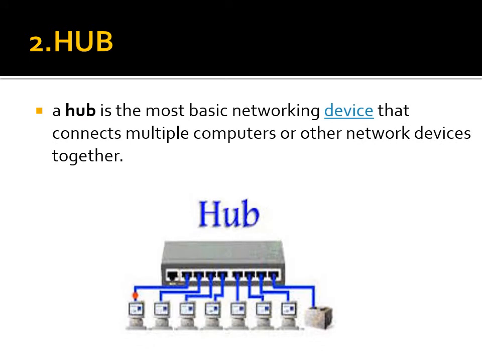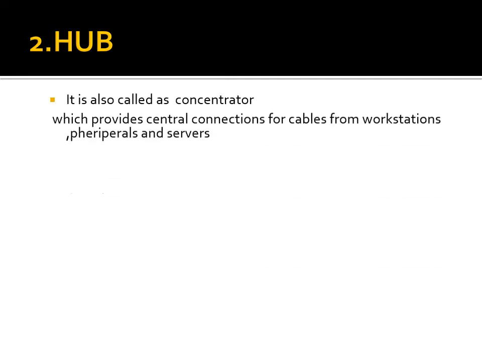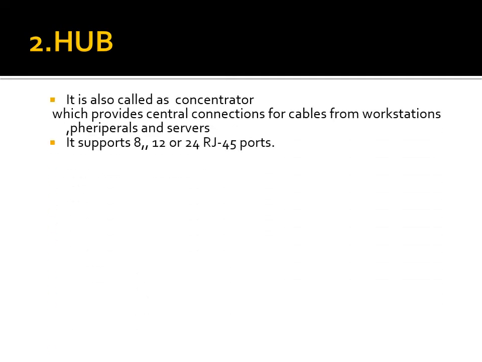Next device, hub. A hub is a basic networking device used to connect more computers. See the diagram, hub, computers like that you can connect. A hub is also called a concentrator. It connects all the cables from the workstations, peripherals and servers. Peripherals means I/O devices, and it supports 8, 12, 24 RJ45 ports also.